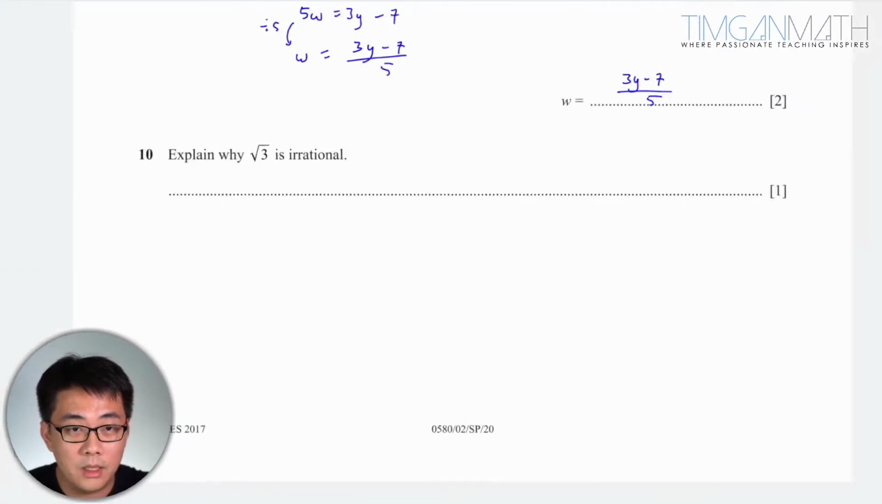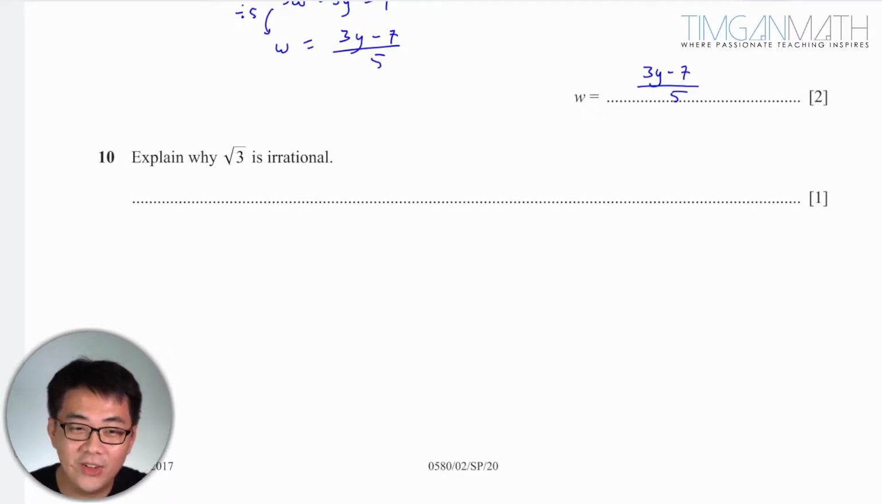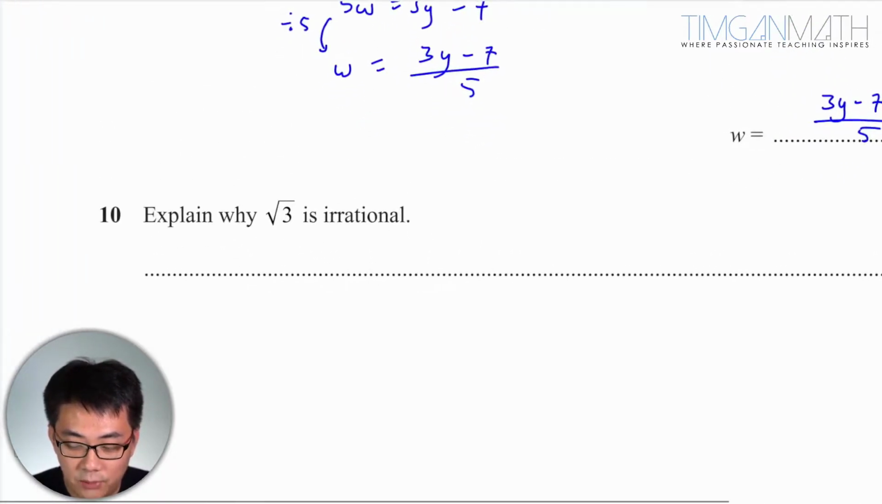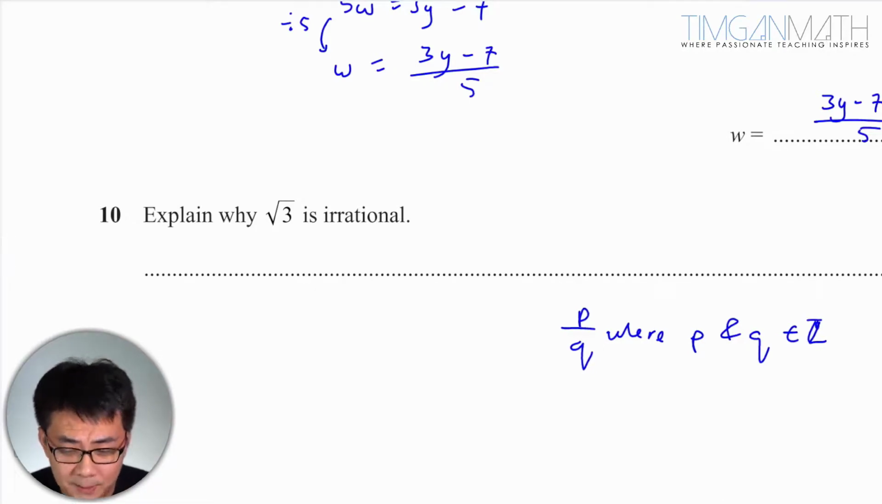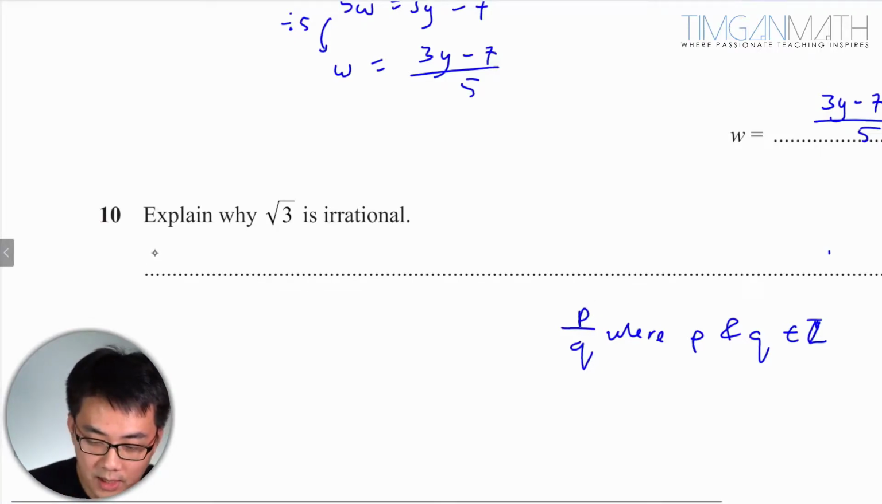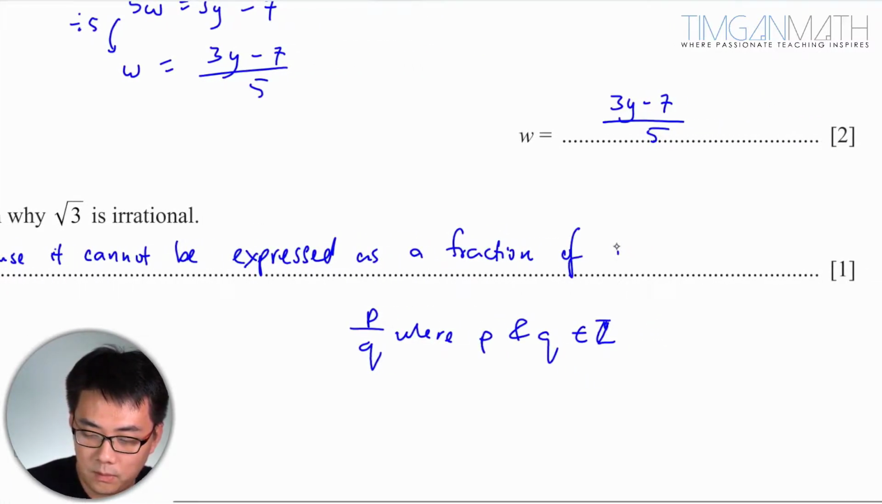Let's look at the subsequent one. This part, explain why root 3 is irrational. Because first of all, what is a rational number? You must be able to explain what a rational number is. So the first thing is, rational numbers are numbers which can be expressed as p over q, where p and q are integers. So in other words, you can just quickly explain that it is irrational because it cannot be expressed as a fraction of two integers.